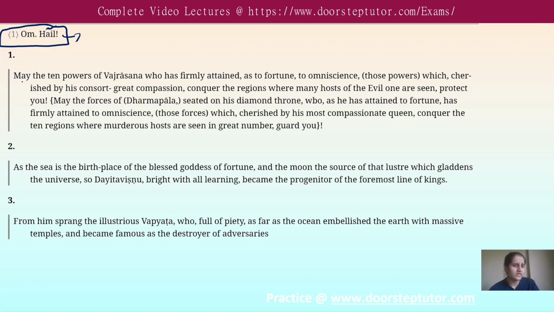Okay. So it begins, may the 10 powers of Vajrasena. Vajrasena is one of the bodhisattvas of the Buddhist theology. So here they're invoking his power, his spiritual power that he is seeing. Then it invokes Dharmapala. Dharmapala was the king. Here he is shown to be sitting on a diamond throne. Now this diamond throne could be one of those diamond thrones of Buddha. So as a way to affiliate themselves, even he must have built a diamond throne in a similar fashion for himself and for all the kings of the Pala dynasty.